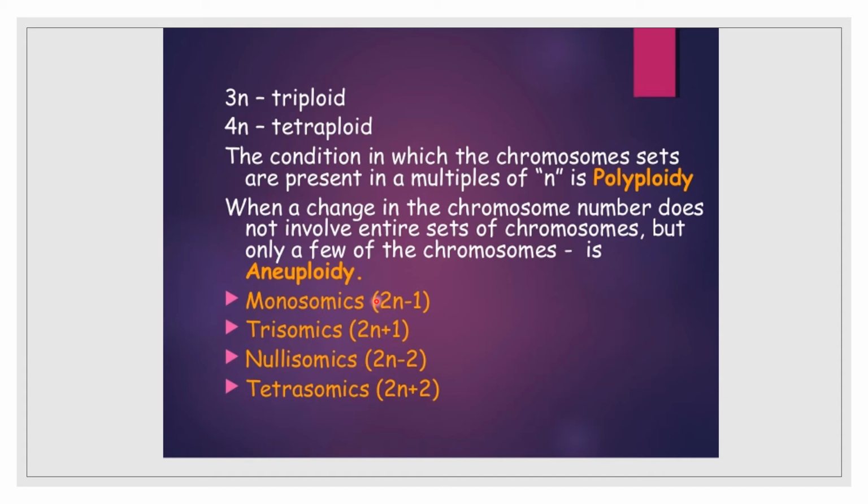What is happening over here? As already explained, 2N means diploid set of chromosomes. Here it is 2N minus 1, which means the diploid set is reduced by one chromosome. Here one chromosome is added. Here it is minus 2, so two chromosomes are deleted. Here, tetrasomic, two more chromosomes are added. So there is a change in the usual set of chromosomes, that is aneuploidy.